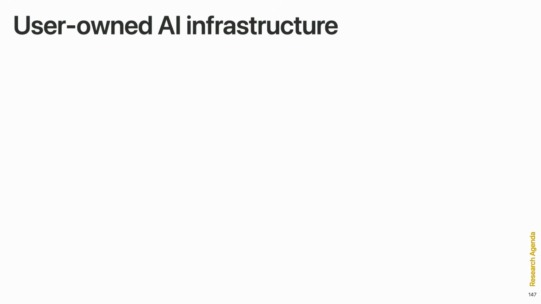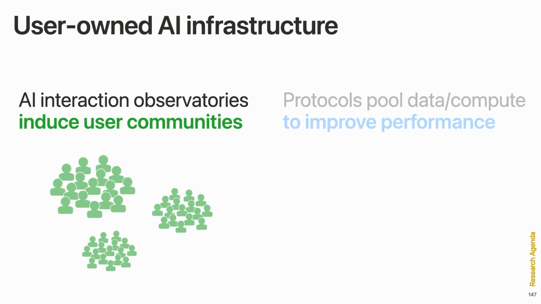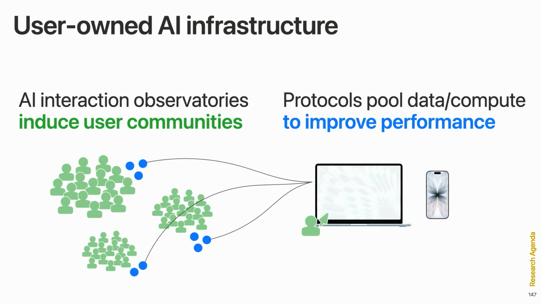But fine-tuning may have its limits, and so we might actually be able to get better model performance by pooling resources. And I think the AI interaction observatories could actually help us here by identifying salient communities of users who actually have similar needs but may not be connected. We could design protocols that allow users to share data and compute with trusted community members to improve model performance.